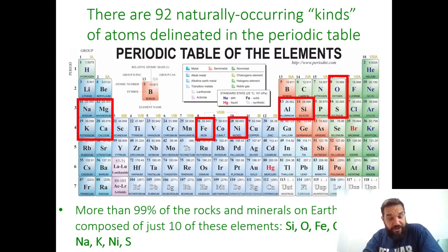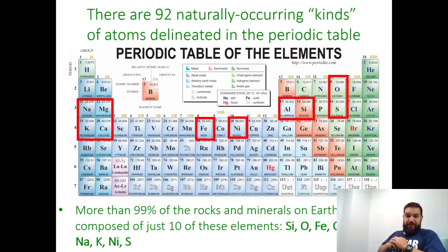We have 92 naturally occurring elements, but only a handful of them are really common in Earth's crust or in Earth itself. So 99% of the rocks that compose Earth and the metal that composes Earth is made out of just a handful of different elements. So you can see them here. We talked about this in the last lecture, but oxygen, silicon, aluminum, iron, magnesium, calcium, sodium, and potassium, right?